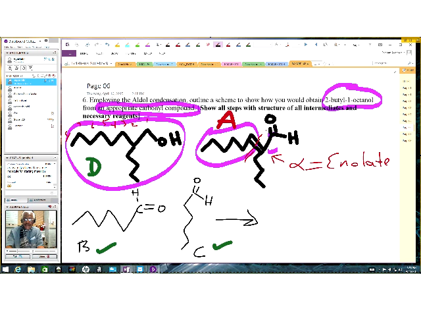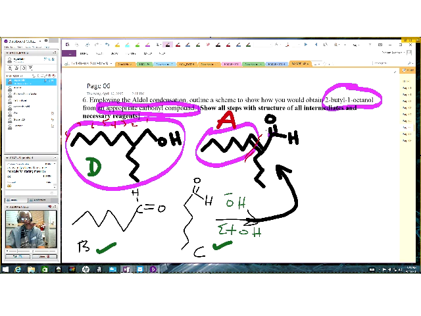And then what do we do? For the aldol condensation, you have hydroxide in the presence of ethyl alcohol, and that gives us molecule A right here. That is your aldol condensation. Now the next question is, how do you get molecule D from your aldol condensation product?